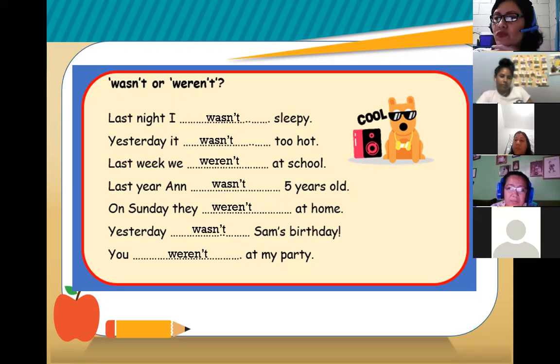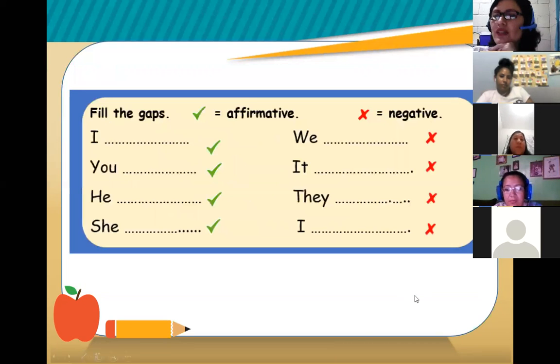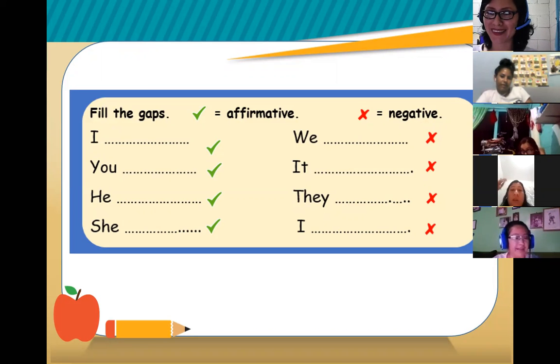So you see, it's very, very easy, okay. All what you have to do is to make sure you're using the right one, okay. Vamos a ver acá, así rapidito, speaking exercise, okay. Si es I, voy a usar afirmativo. Was. You? Were. He? Was. She? Was. Okay. If it is negative and if it is we, that's going to be we? Weren't. It? Wasn't. They? Weren't. I? Wasn't. Very good.